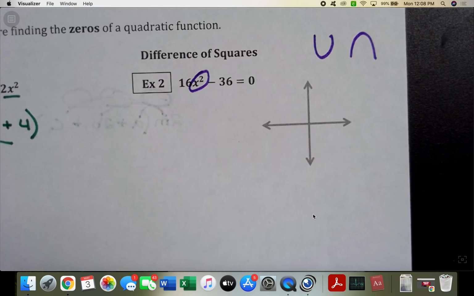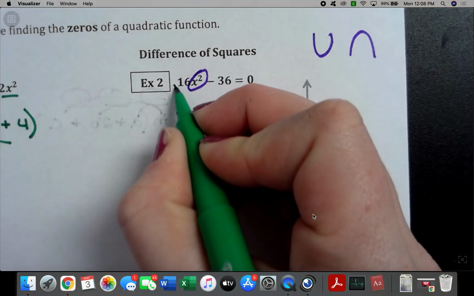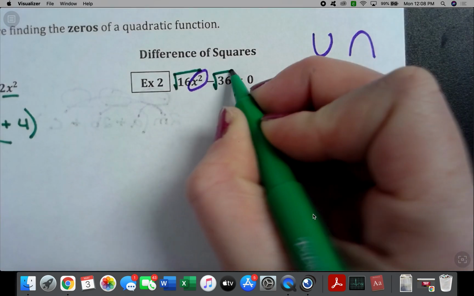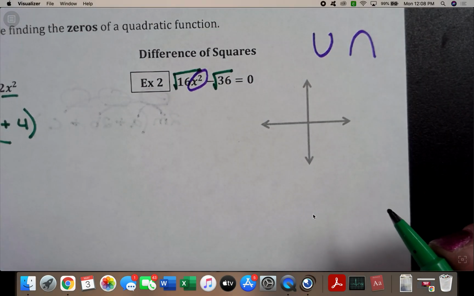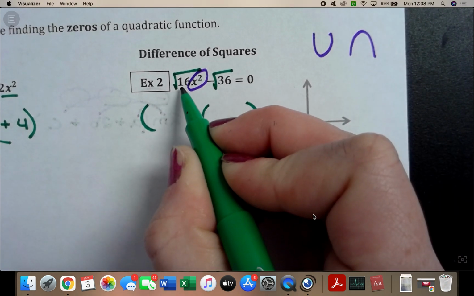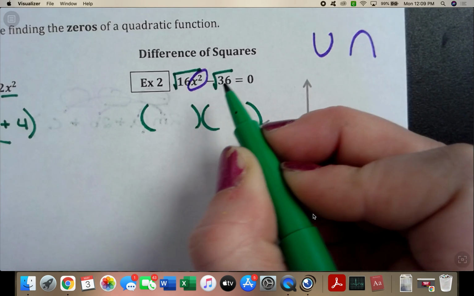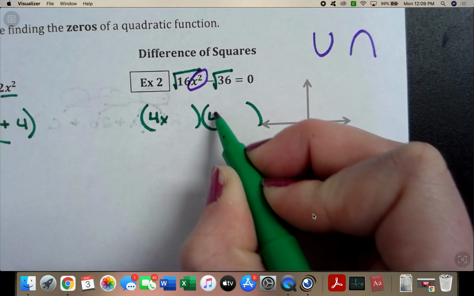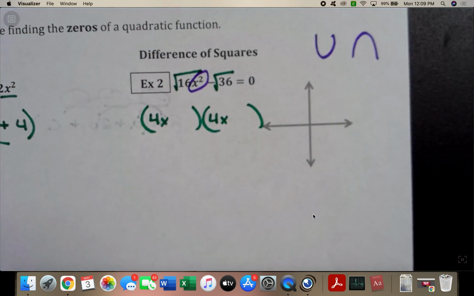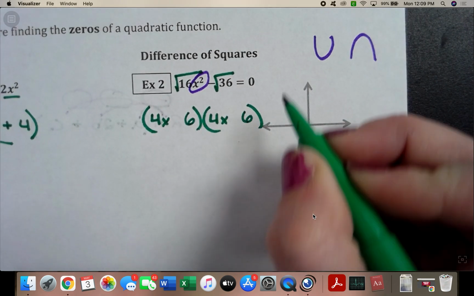And so we're solving this thing, and this is a difference of squares. The reason I know that it's a difference of squares is I can take the square root of 16x squared and the square root of 36. What's the square root of 16x squared? 4x. So 4x goes in the front of both of them. The square root of 36 is 6 and 6.